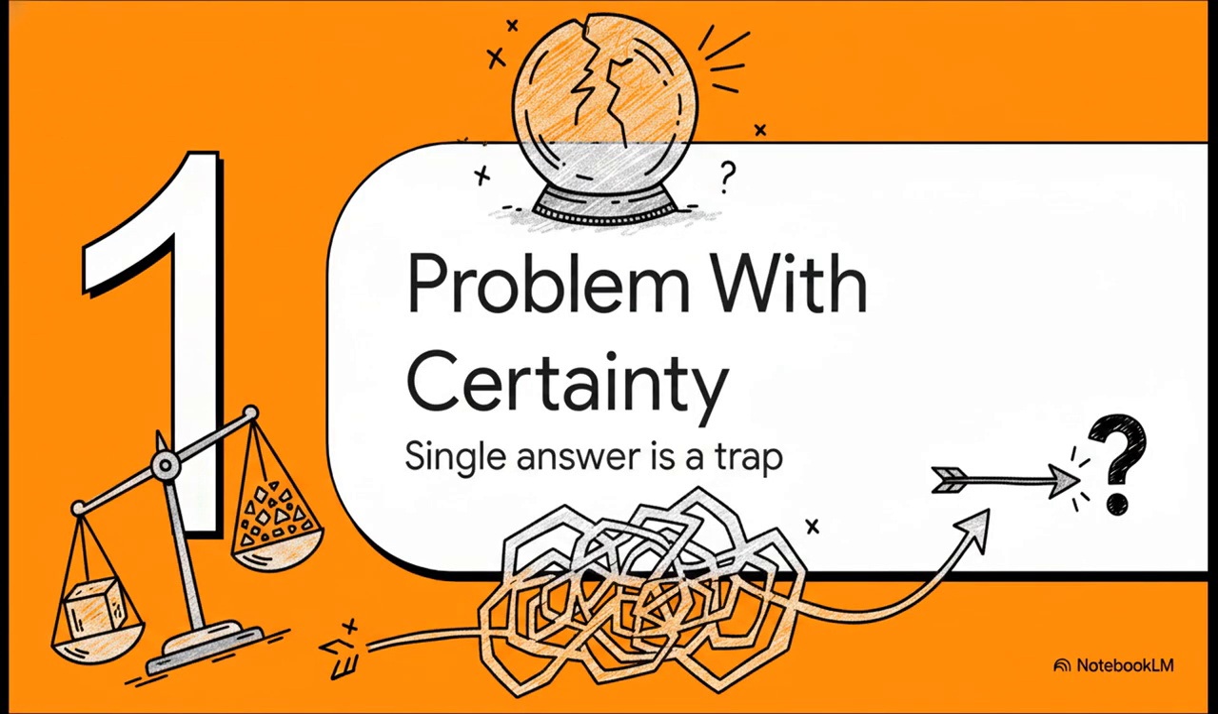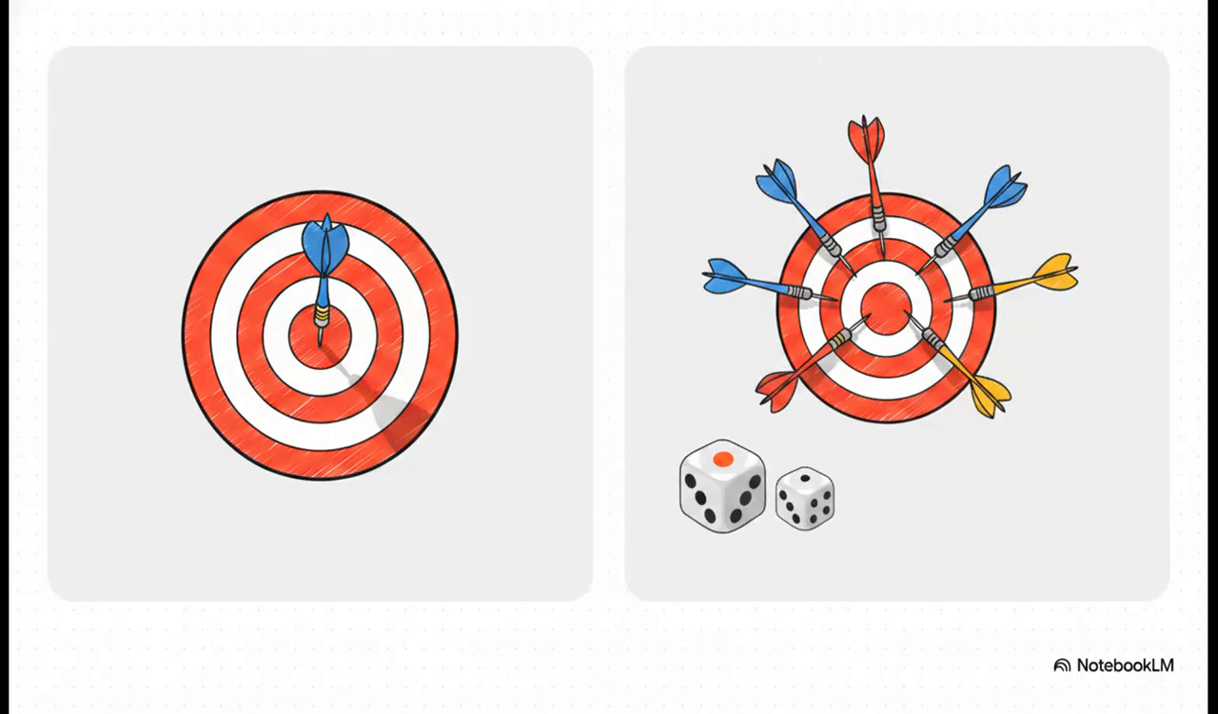All right, section 1, the problem with certainty. Why a single answer is actually a trap. To really understand why certainty is a trap, we have to expose a foundational flaw in how we think. We naturally crave certainty, especially when the stakes are high, but reality just isn't fixed.